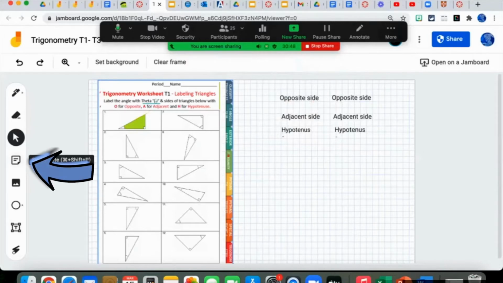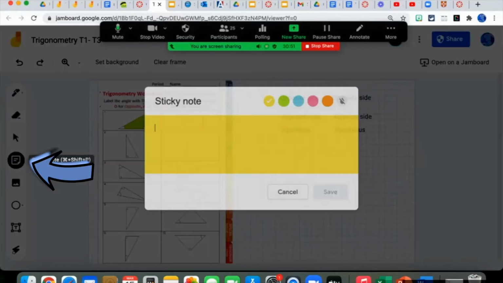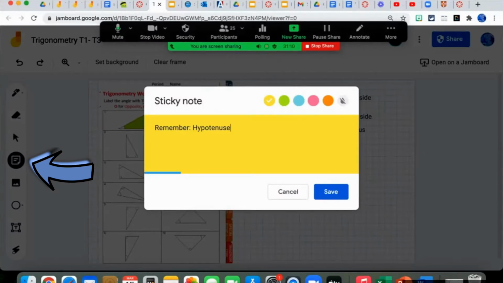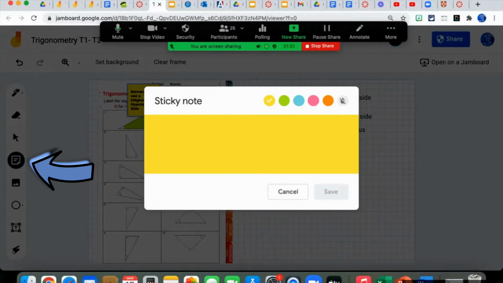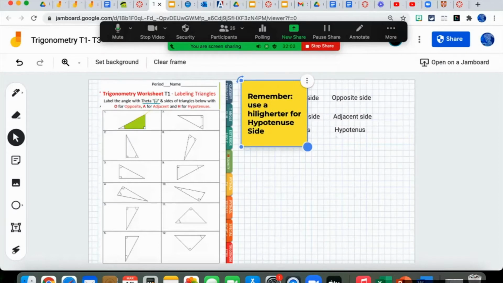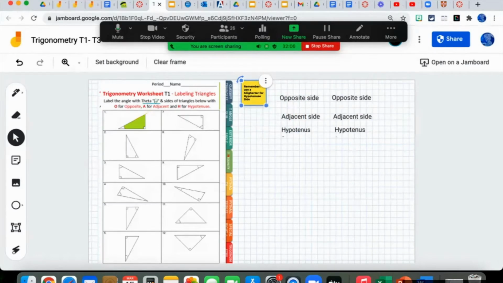This is the sticky note. If I want to make a little note for myself, remember hypotenuse, use a highlighter on the hypotenuse. That's what I want to put. So if I want to make a sticky note, I can change it to any color that I like. Just click save, and then it asks if you want to create another sticky note. But if you don't want to, then you can just click cancel. You can make it bigger just by dragging it out. This one is just going to be like that.